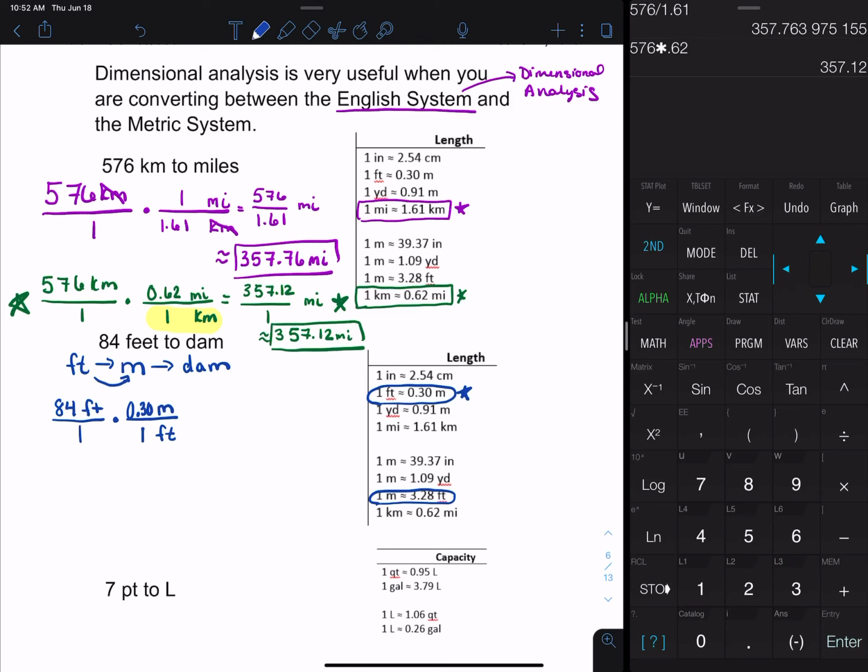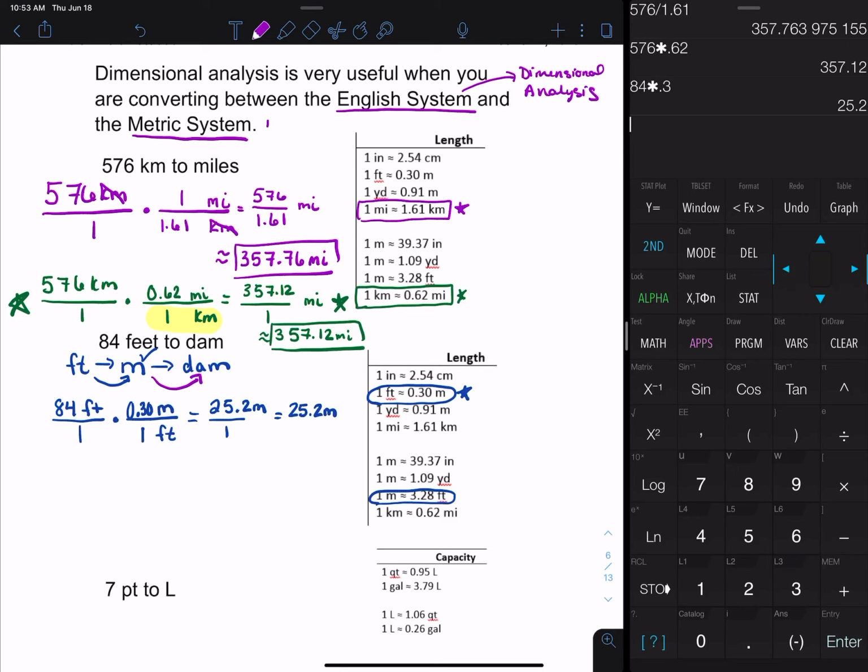Now, my next step is going to be to go from meters to decameters. They're both in the metric system, so that's not going to use dimensional analysis. So I'm going to multiply and get my answer here. So I'll do 84 times 0.3. That gives me 25.2 meters, or 25.2 over 1, which gives me just that 25.2 meters. So I'm not done, but I got to that meter step. Now I need to go from meters to decameters.